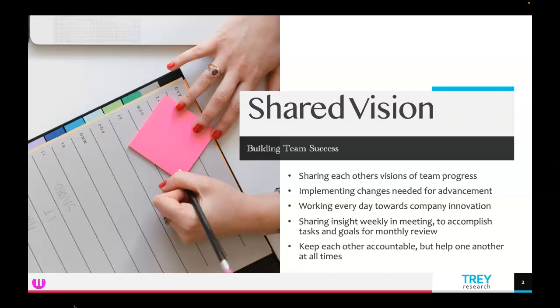Shared Vision. First and foremost, we like to begin with the category of shared vision. In total, there are 5 categories. The first one is about building team success. In building team success, we focus on sharing each other's visions of team progress by implementing changes needed for advancement, as well as working every day towards company innovation by sharing insight weekly in meetings to accomplish these tasks and goals for the monthly reviews. This also keeps each other accountable, but also we have to remember to help one another at all times.